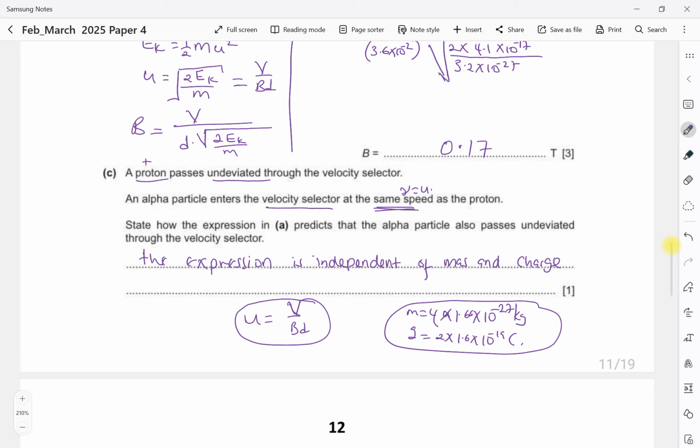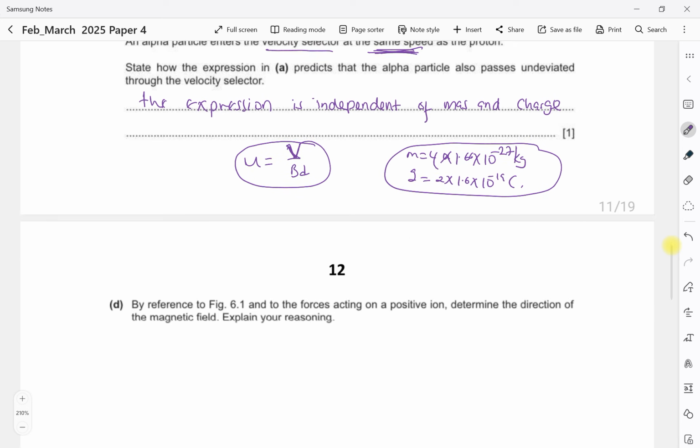The only difference between a proton and an alpha particle is their mass and charge. Since the speed u and the new speed v are the same, and there is no charge and mass in this expression, again the alpha particle will be undeviated.